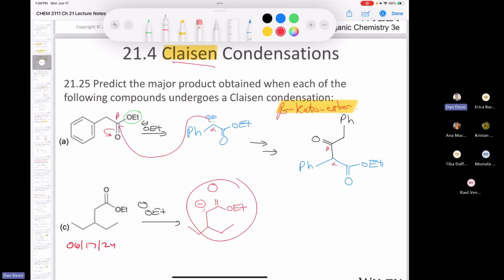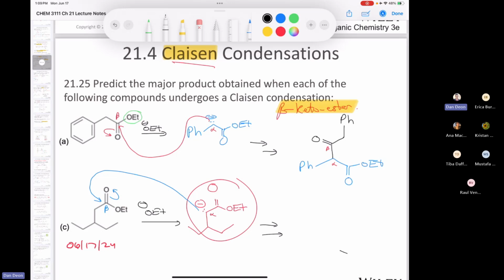And as I drew before, this is our alpha. We can think of this as being our alpha carbon, and we have a nucleophilic attack onto our carbonyl like this. Of course, I'm not going to draw the complete mechanism, but you can see where the bonds are being connected. So if that's my alpha carbon, then this is where my beta ketone is.